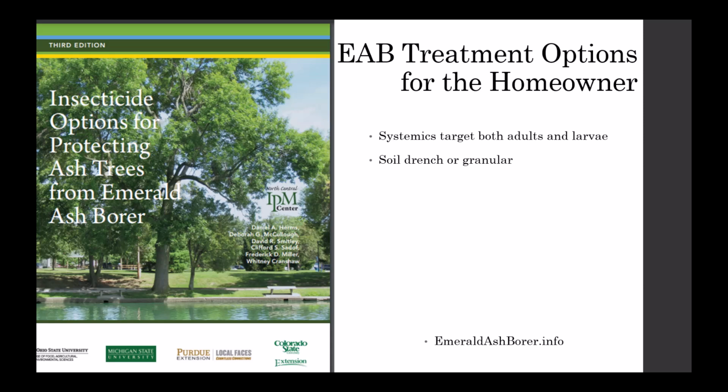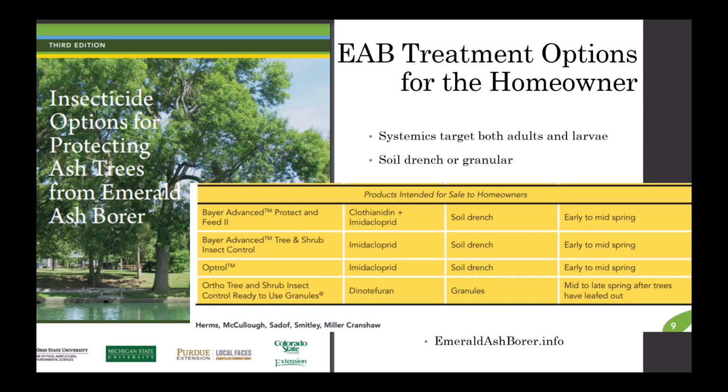The options that homeowners can use for treating trees against emerald ash borer are systemic pesticides. These can be found in soil drench or granular formulations and work to target both the adults feeding on leaf material and the larvae burrowing under the bark. The active ingredients are imidacloprid, clothianidin, and dinotefuran. And the table provides information on the recommended times to apply the pesticide in order to provide the best management against emerald ash borer.